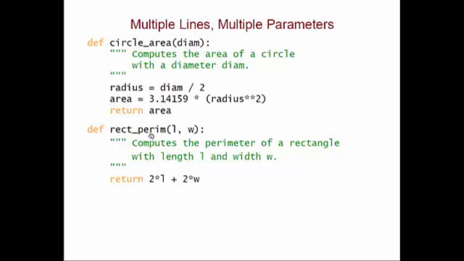Here is an example of a function that takes multiple parameters. So it's called rect_parim. It takes the length of a rectangle L and the width of that same rectangle, and notice how you have to have a comma in between the parameters if you have more than one. And then we're returning twice the length plus twice the width.